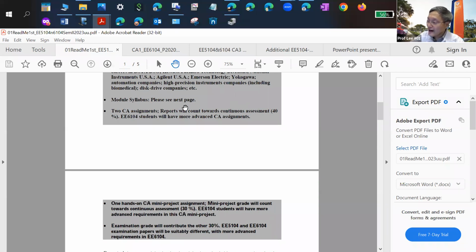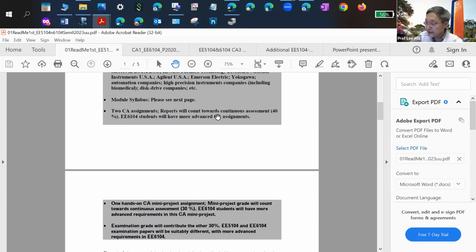CA assignments. Typically, we will label this as CA1, which is from me. Then there's a CA2, which is from Prof. Ho. CA1 and CA2 together are worth 40% of the marks. So CA1 from me is worth 20%, and CA2 from Prof. Ho is worth 20%.